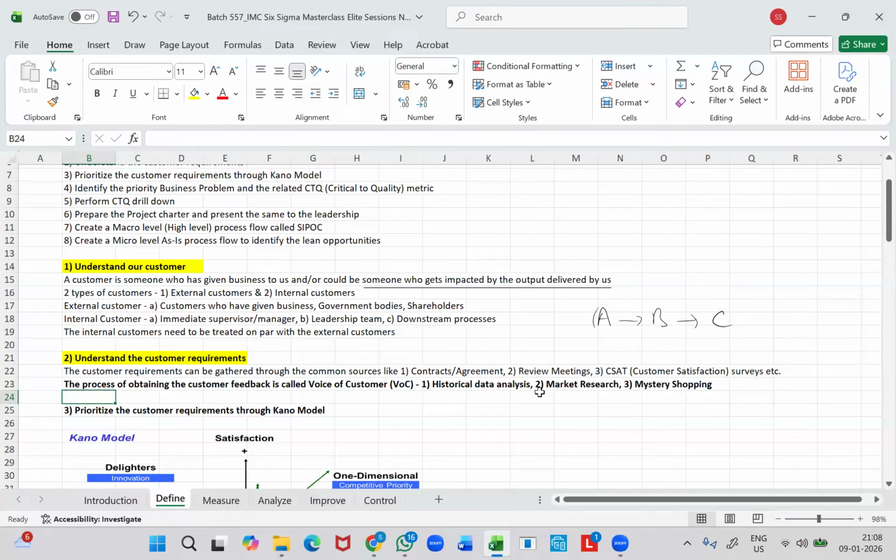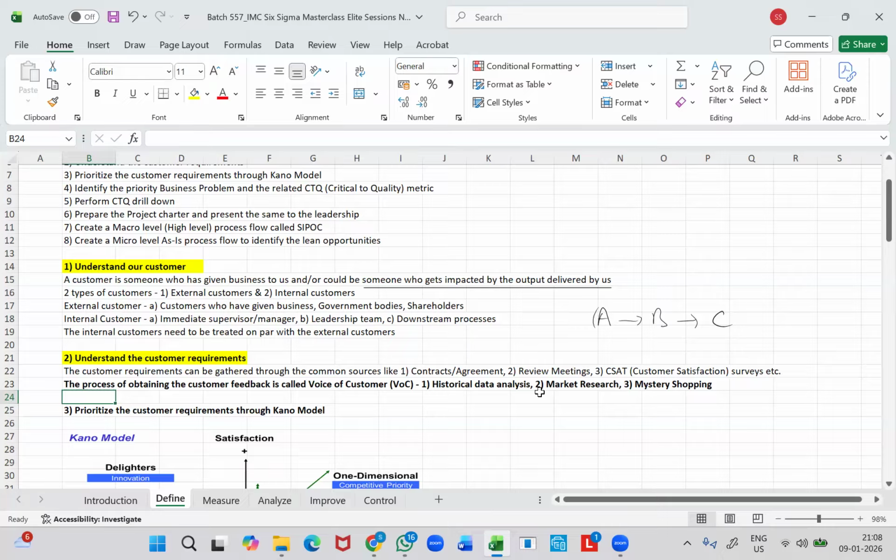your current performance is only 96%. So for the last 1 year you have been performing only at 96% levels. So that means you can clearly understand that the customer may not be happy with your performance, right? Because you are falling short of the customer expectations. So the historical data analysis is where we would calculate the CTQ metric performance. Here in this case, it is the accuracy percentage.